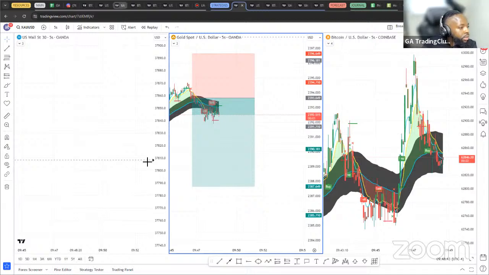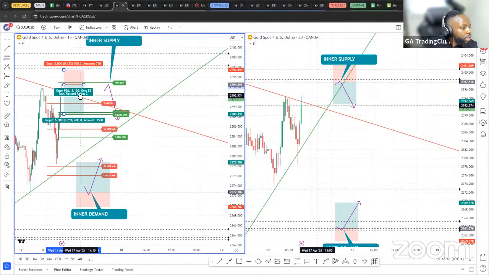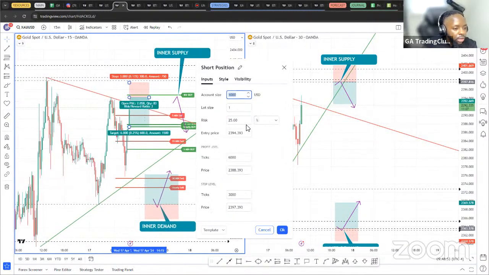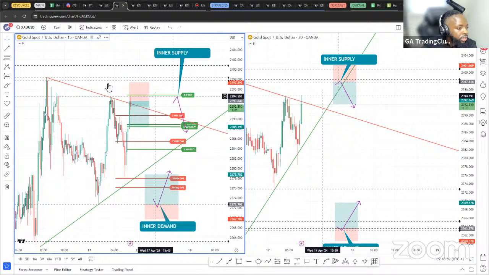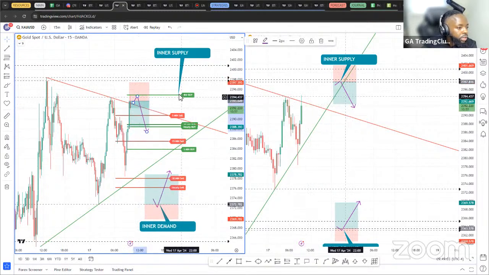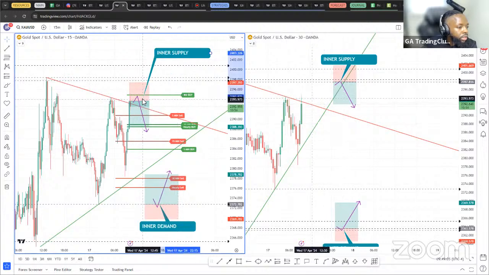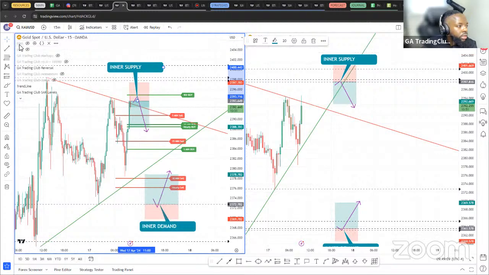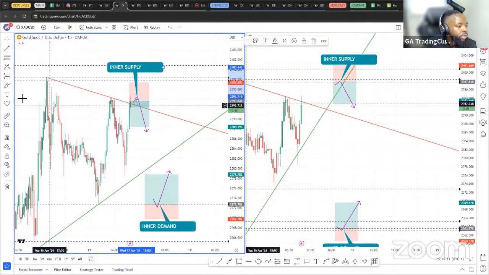2393.649. Let me just put this on 2393.649. 2393.649. So that's where the entry is. That is it right there. Inner supply. It's right there. And I'll turn this off for now.